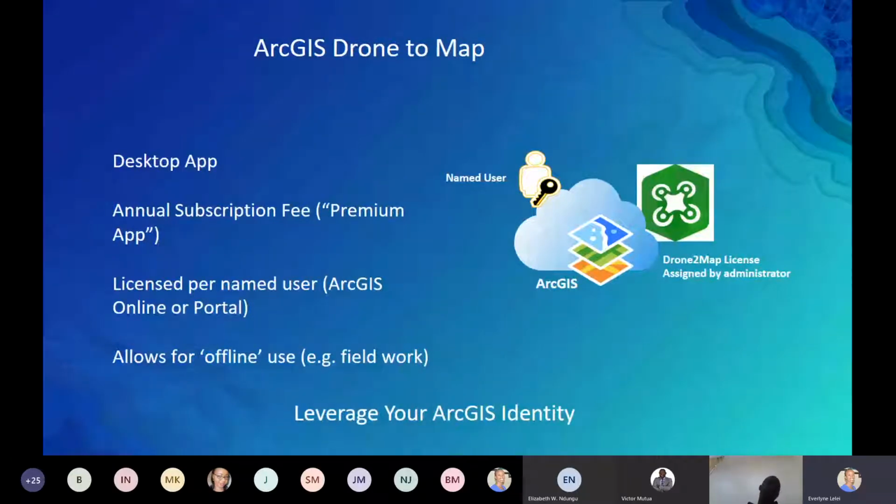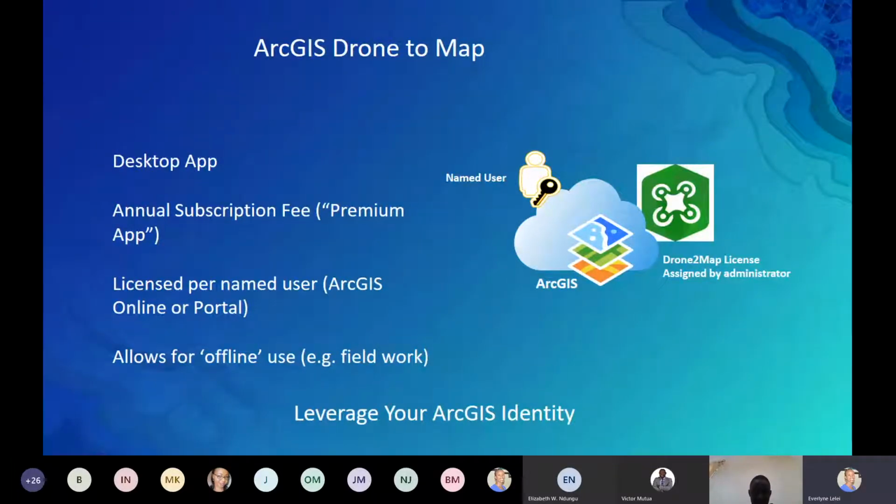This is a premium application, meaning that you have to pay for it. The license is per named user. So within your ArcGIS Online account or your enterprise portal, the administrator has to assign you the ArcGIS Drone2Map license. And again, ArcGIS Drone2Map allows for offline use, so you can work offline. So this is what we will mainly be looking at today.